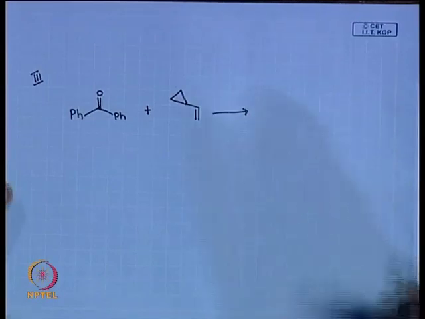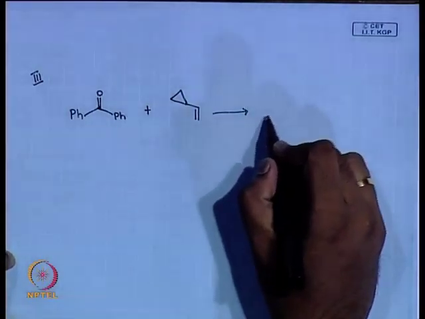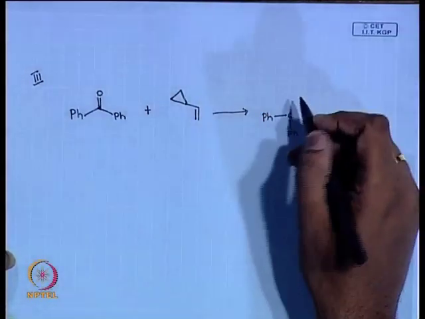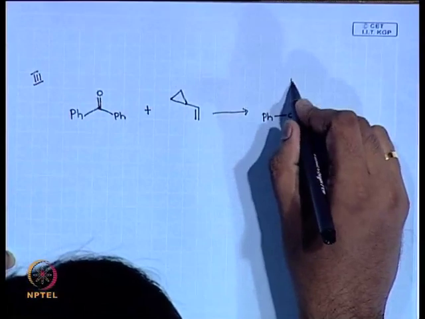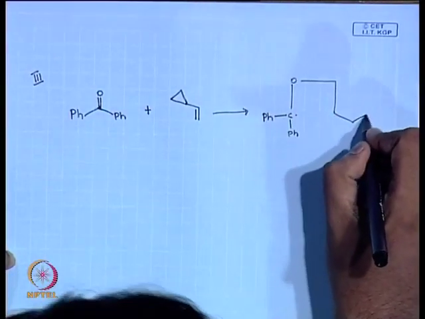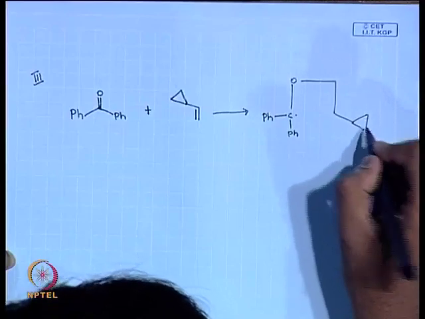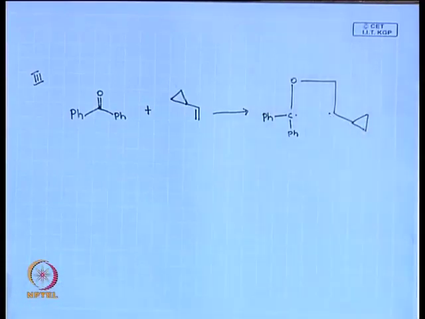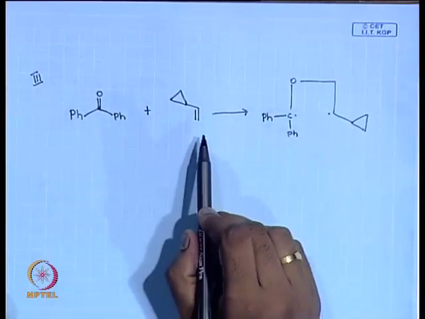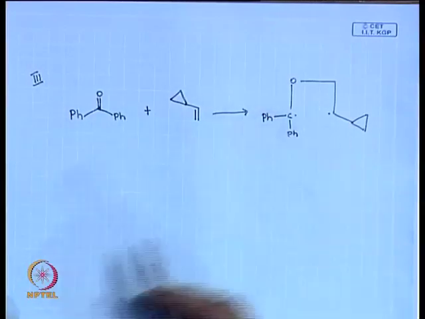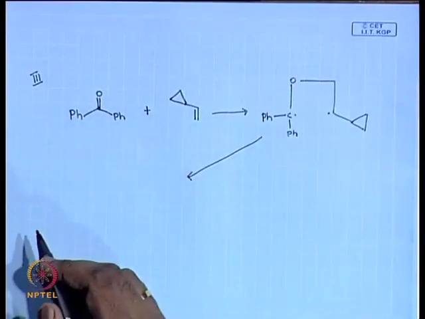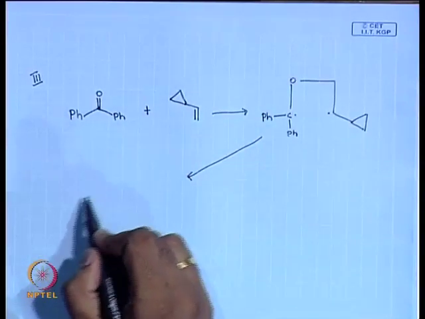Are you getting the product? One, I can say I have a phenyl C dot O. I get this, right? That is what you want to make when you make an addition, right? You get this. Then you can say it gets cyclized to give me the product.